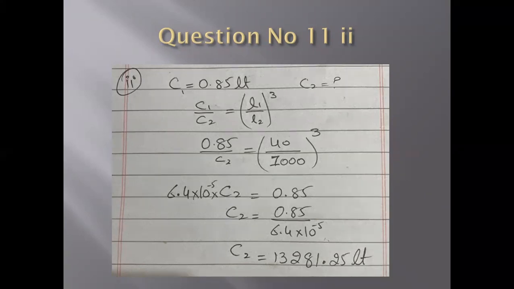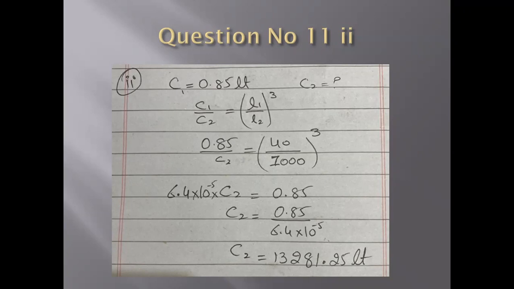So when you make C2 alone, this 6.4 x 10 to the power minus 5 will go on the other side and it will divide there. So C2 will be equal to 0.85 divided by 6.4 x 10 to the power minus 5, equals 13,281.25. Because in the question it said the answer must be an integer, the final answer will be 13,281 liters.